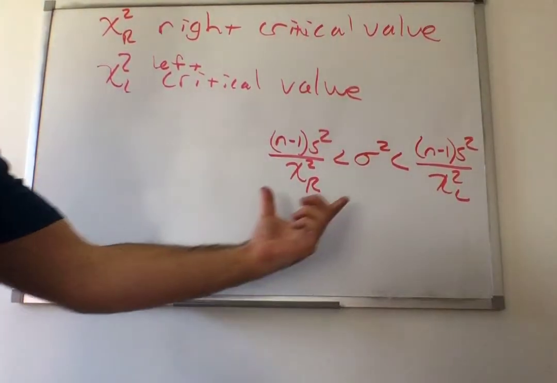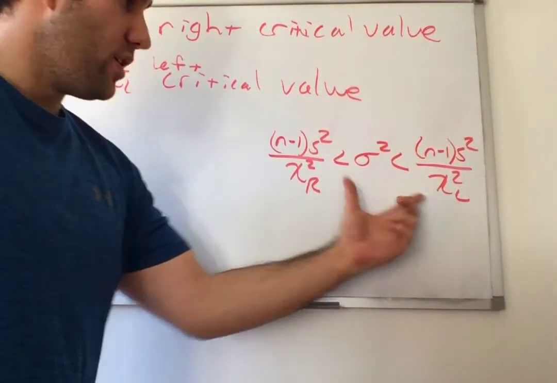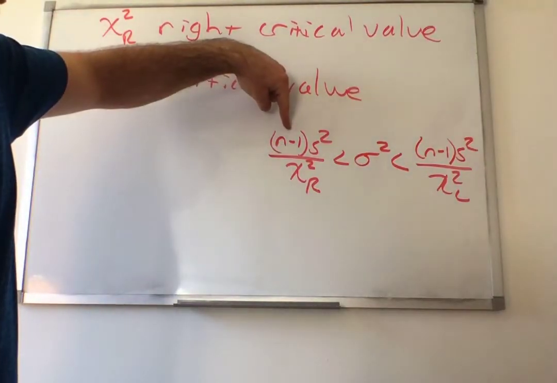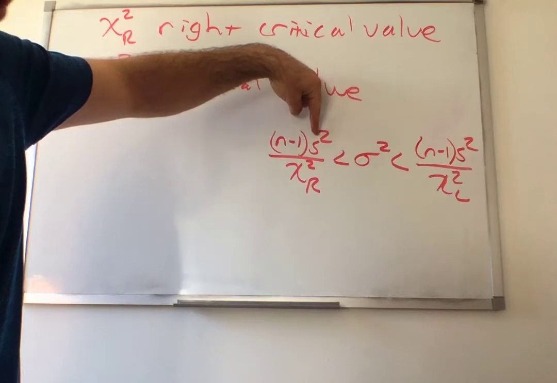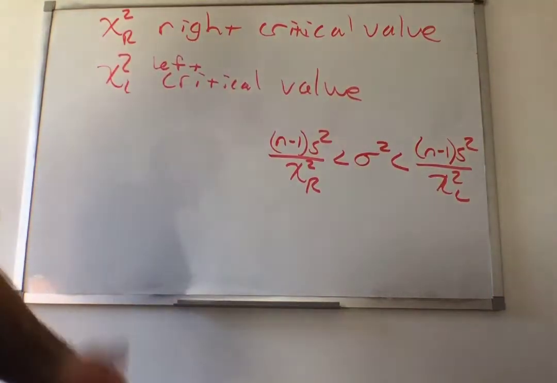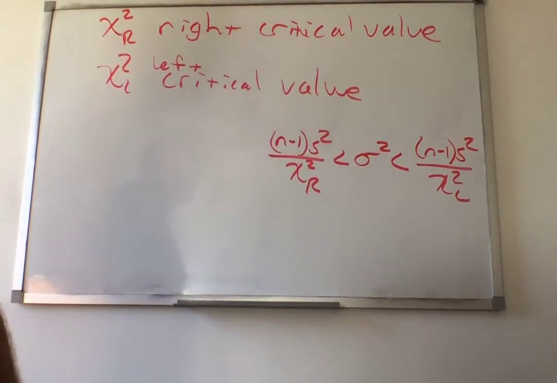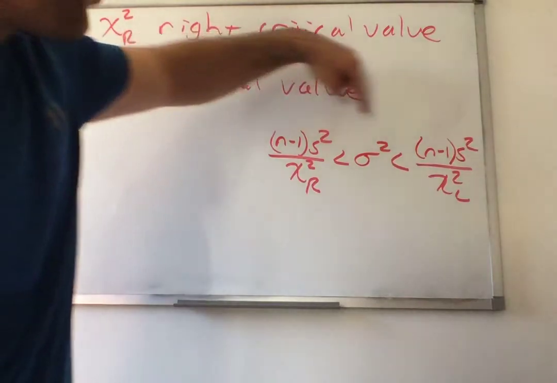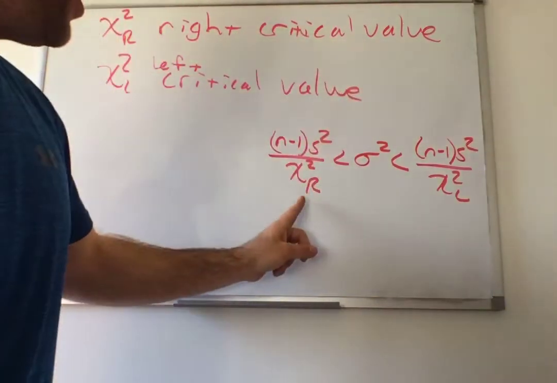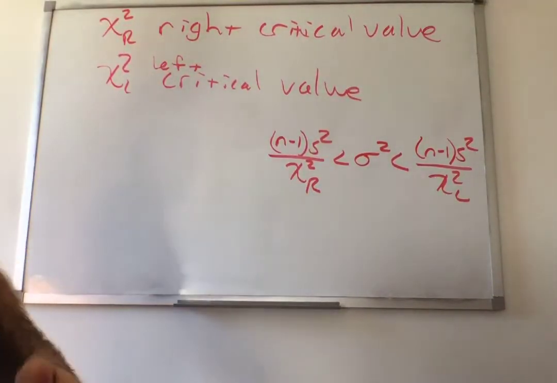So now, here's how we're going to construct our confidence interval. You're told the sample size, you're told the sample standard deviation, or you could figure that out if they gave you a list of data. You could plug it in the calculator and use one variable stats. So look at the numerator over here. It's the same exact thing. So we know the numerators. We don't know what these are. We have to find them.